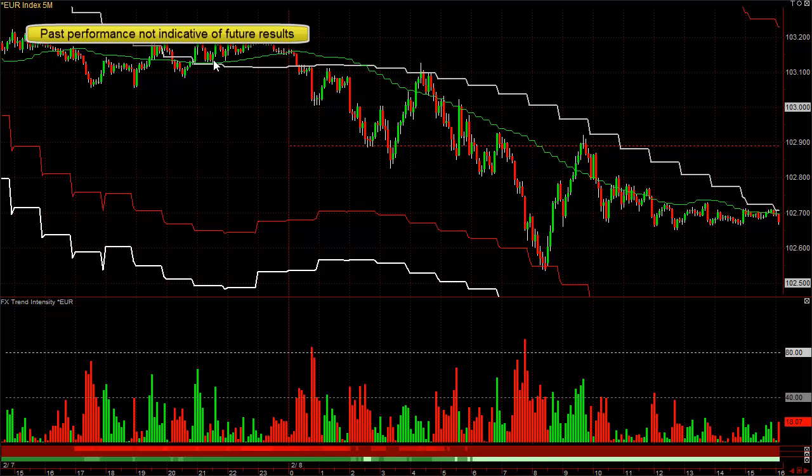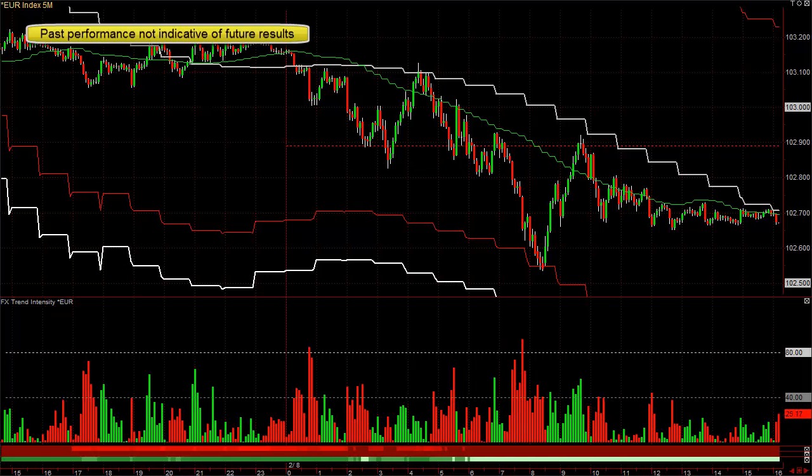Let's just look at a few other pairs. The euro started last night slightly above it. You can see it's trending down. The daily, weekly trend are down. Went back above the hourly and then shifted down and pretty much trended down all day.